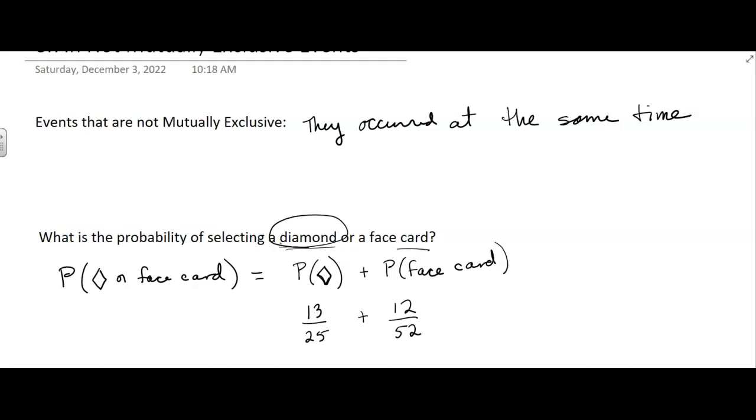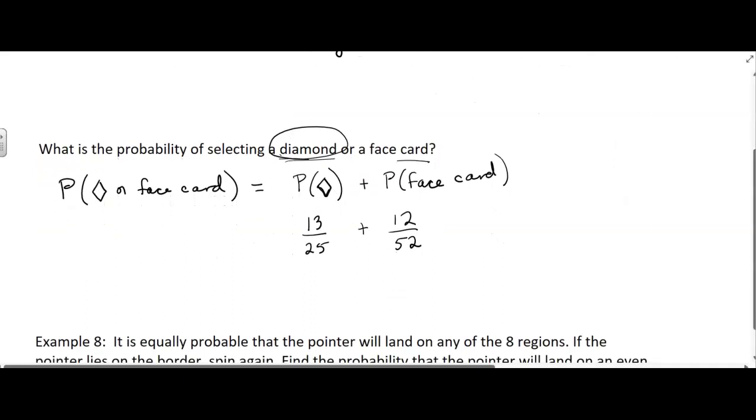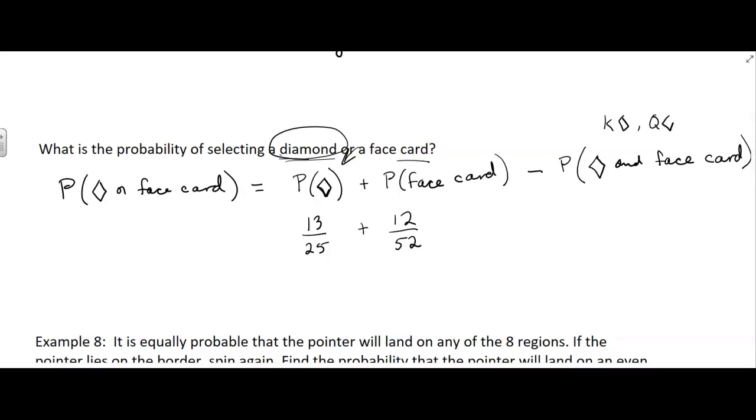But the problem is you've double counted, because some of those face cards were counted when you did the diamonds. So you have to subtract the probability of a diamond and at the same time it's a face card. There were cards in the deck that were both a diamond and a face card, like the King of Diamonds, Queen of Diamonds, Jack of Diamonds. So there were 3 of those. Sometimes they'll write King of Diamonds, Queen of Diamonds, and Jack of Diamonds. So there were 3. I really can't make good diamonds.